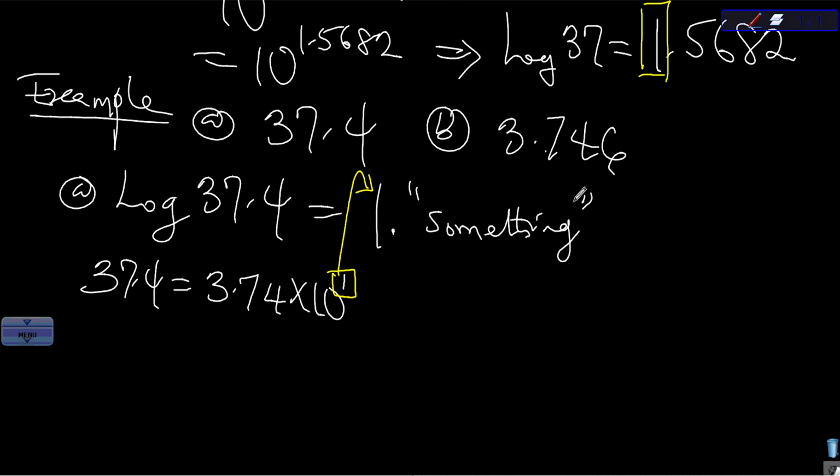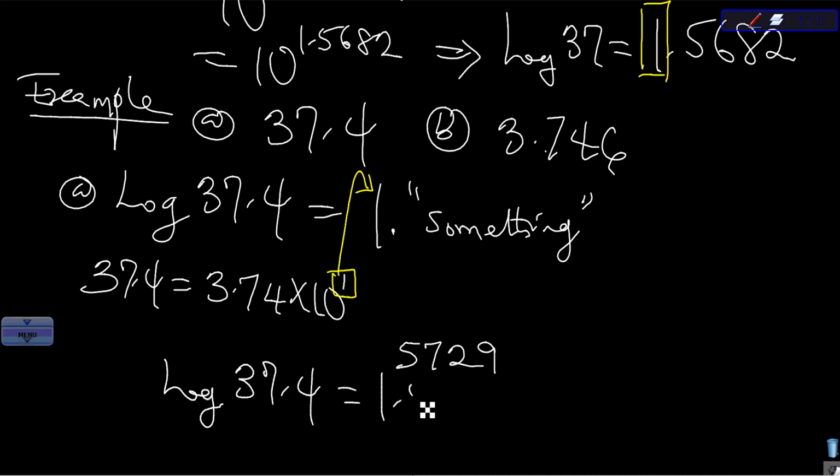To find the something, you are to go to your 4-figure table and go along the row beginning with 37 and stop at the column with 4 at the top. This gives a figure. The figure that you'll be seeing there is going to be 5729. Which is telling us that log 37.4 is going to be 1.5729. So that is the log of 37.4.